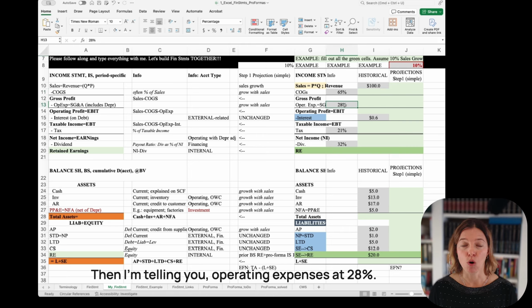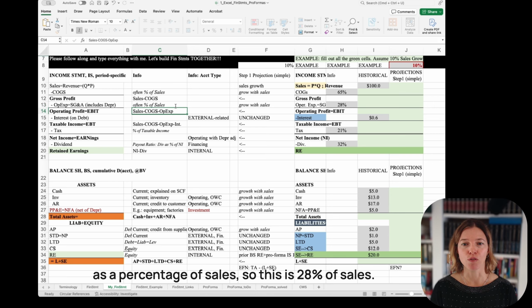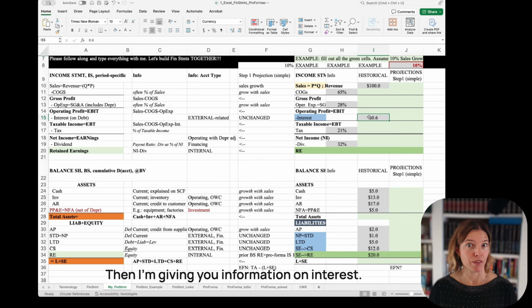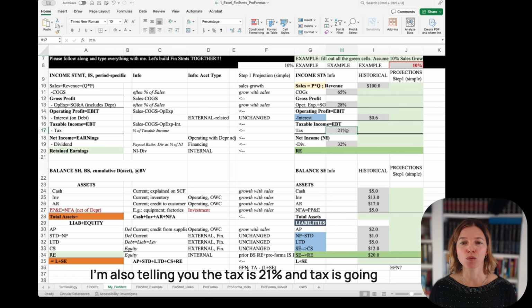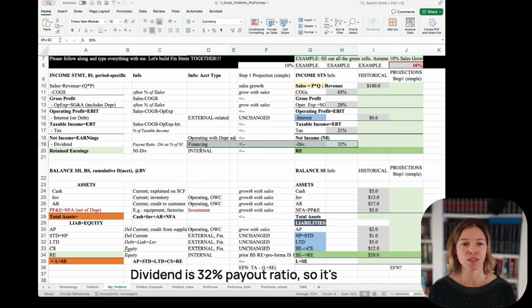Then I'm telling you operating expenses are 28%. Again, oftentimes operating expenses are quoted as a percentage of sales. So this is 28% of sales. Then I'm giving you information on interest. I'm also telling you the tax is 21%, and tax is going to be a percentage of your taxable income. Dividend is a 32% payout ratio, so it's going to be 32% of your net income.